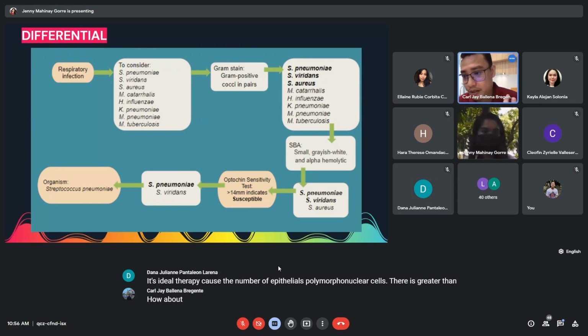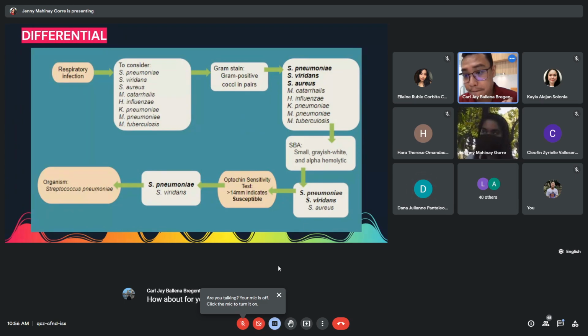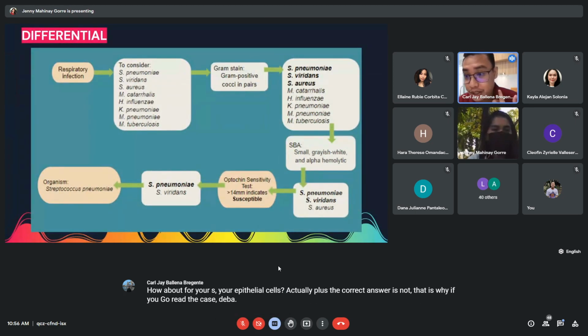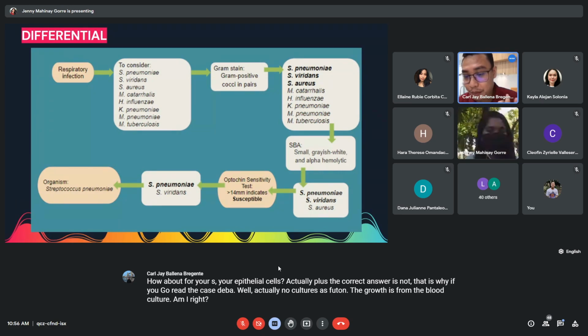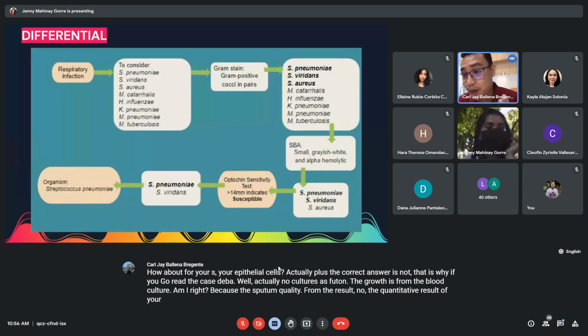How about your epithelial cells? Actually, class, the correct answer is not. That is why if you read the case, there was no culture of the sputum. The growth is from the blood culture. Because the sputum quality, from the quantitative result of your epithelial cells and your pus cells, signifies that it's not a real sputum sample. It's only saliva.